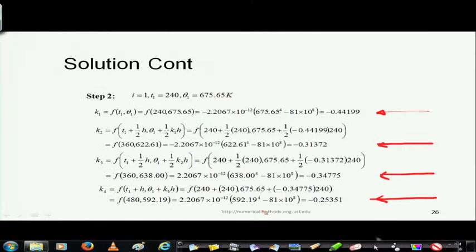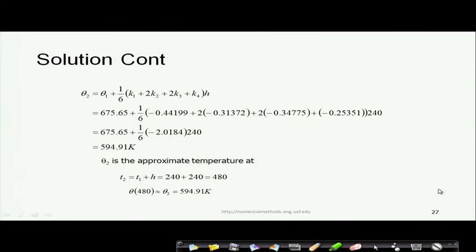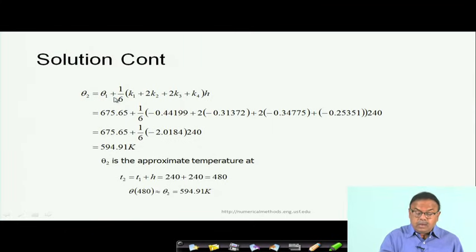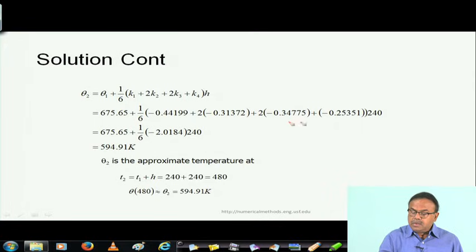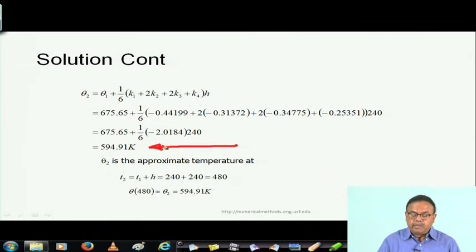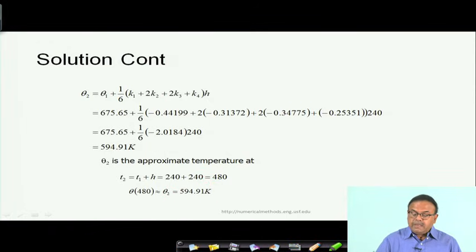So, now I find out that using theta 1 is now 675.65, that is the approximate value that I got earlier, and I compute this. I find out using the same Runge-Kutta method that the approximate temperature at 480 seconds would be 594.91 degree Kelvin. Okay. This is how we apply Runge-Kutta method and it's very useful.